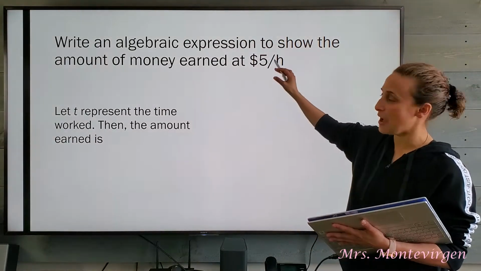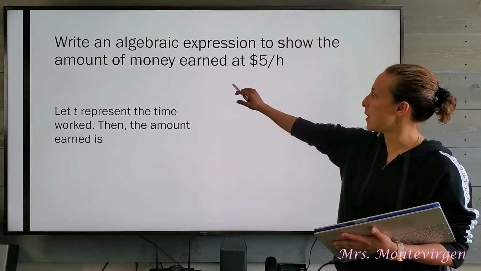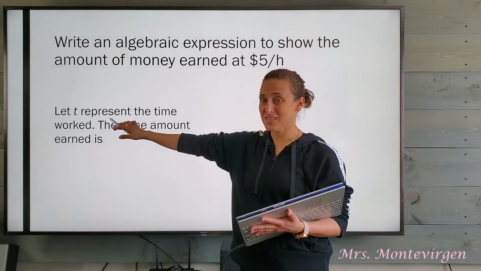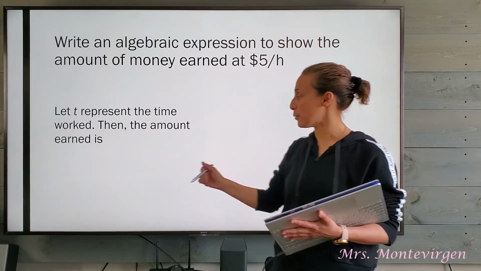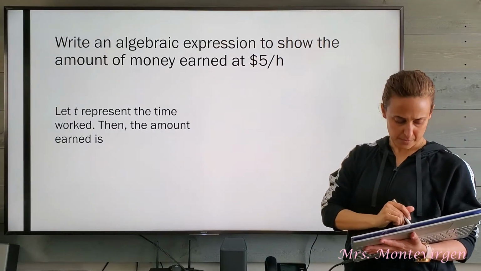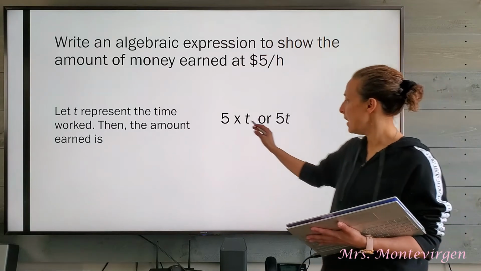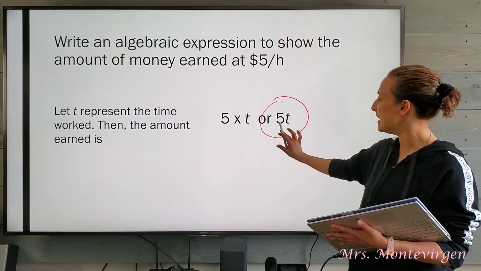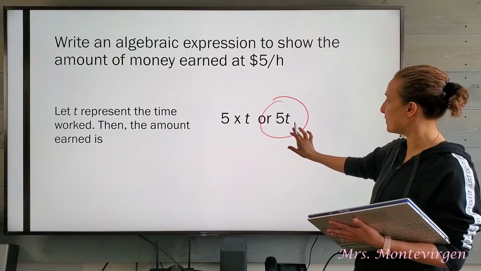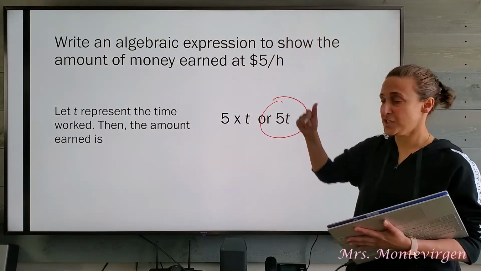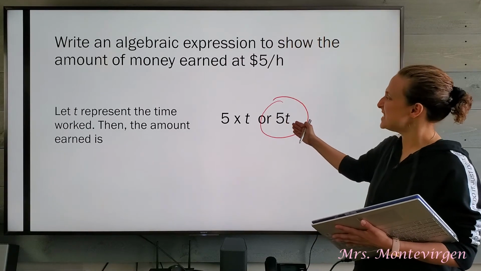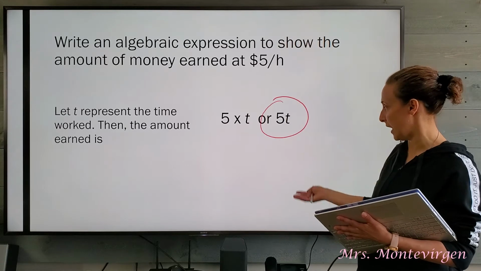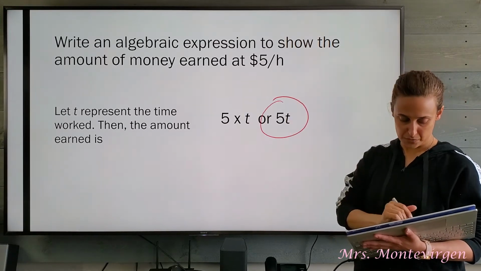So I want you to write an algebraic expression to show the amount of money earned at $5 an hour. I want you to use the variable t to represent the time worked. So if you think this through, again, I've talked a little bit about this, so I'm going to harp a little bit more on showing the algebraic expression like 5t. 5 being you're going to be earning $5 an hour, and t standing for whatever number of hours that you're going to be working. But that's the expression that you're going to be using.